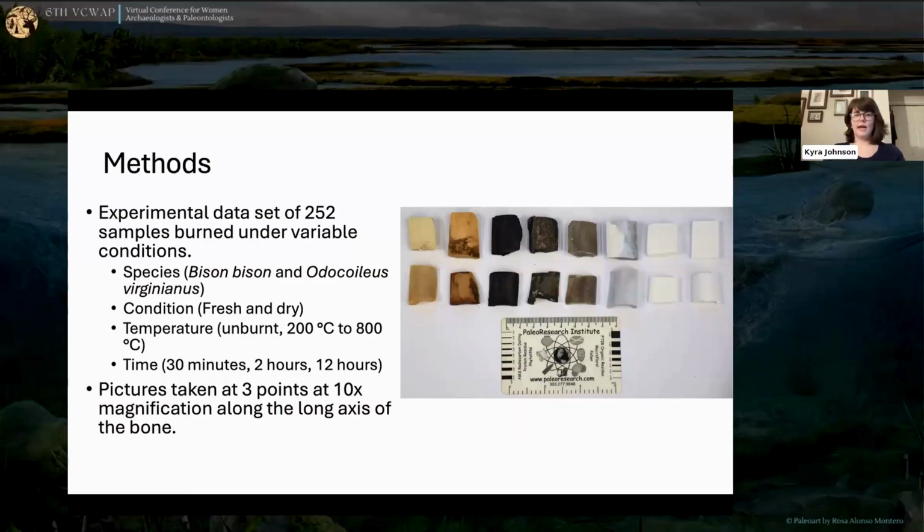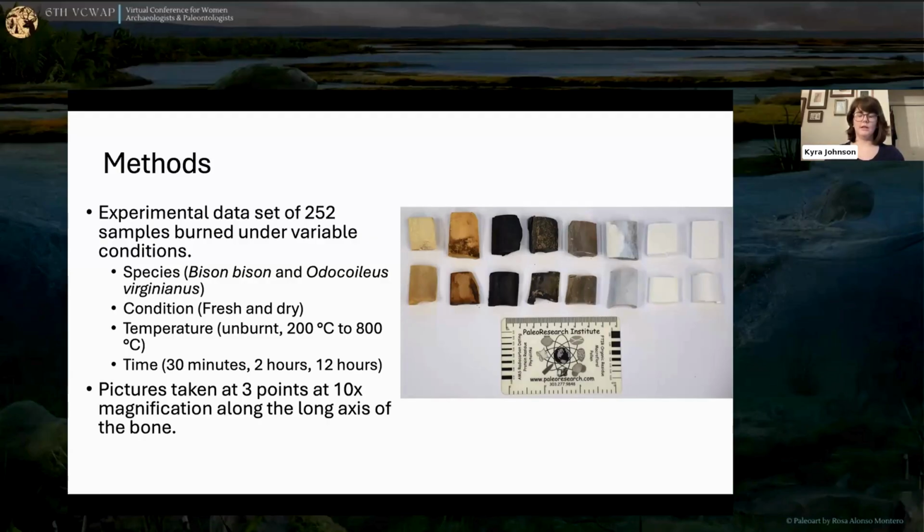To do this, I have an experimental data set of 252 samples that I burned under variable conditions. I had 2 species that I was testing, the American bison, or bison, and white-tailed deer, Odocoileus virginianus. I had a set of each of these species that I burned while they were still fresh and wet, and a set that was dry. I dried them in a drying oven at 80 degrees Celsius for a month, or until their weight plateaued, to try and rid the matrix of as much water as possible.